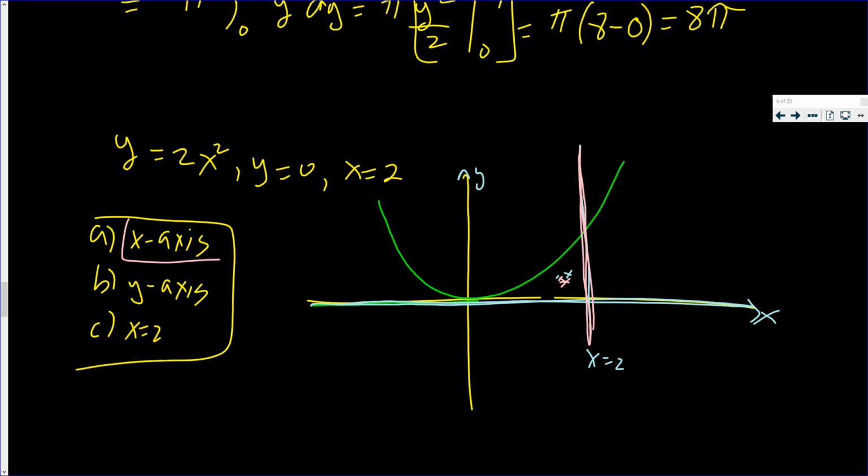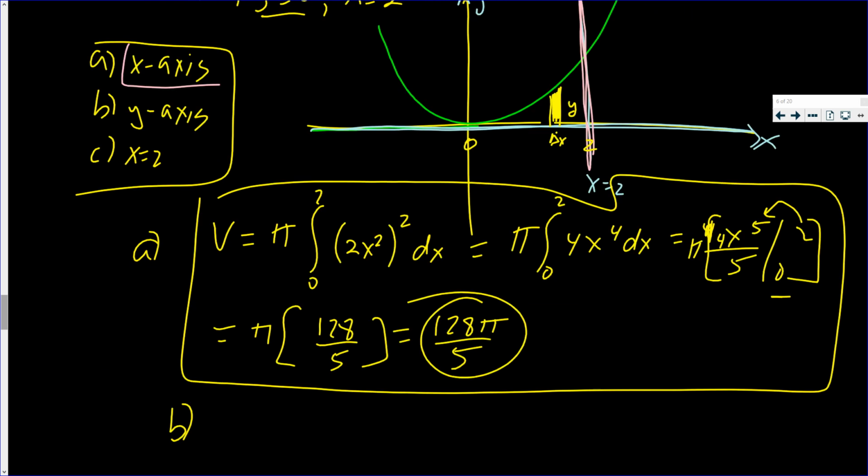That's part A. Now, part B, they say do the same problem, except revolve about the y-axis. The y-axis is vertical. So what we're going to do is draw horizontal strips, which is a delta y. So the volume is equal to pi times the integral of the radius squared dy.